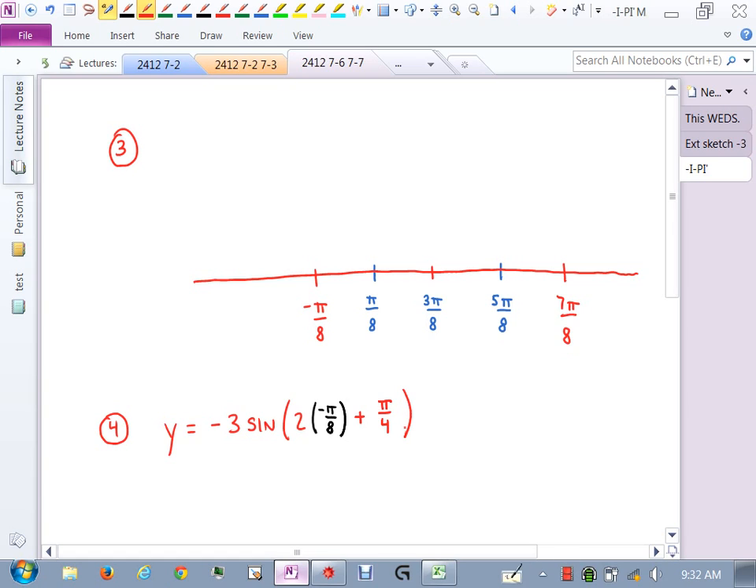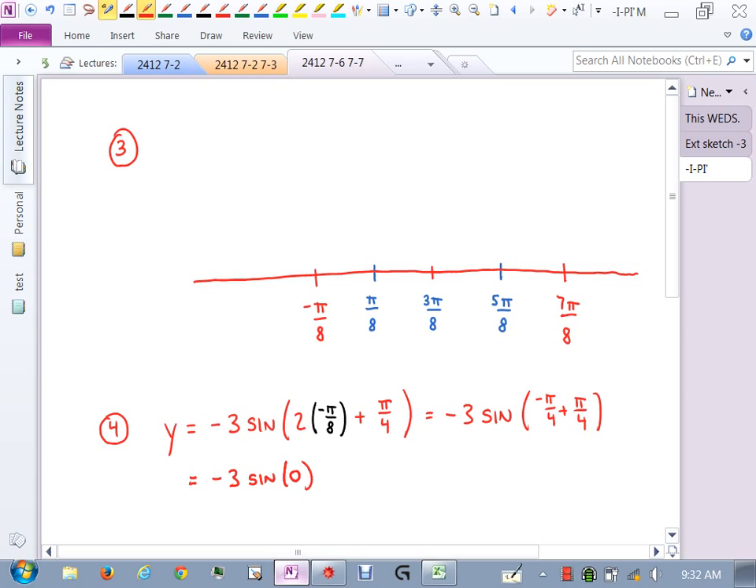So what is 2 times negative pi over 8? This is negative 2 pi over 8, which really becomes negative pi over 4. So that's negative pi over 4 plus pi over 4. What's negative pi over 4 plus pi over 4? 0, right? So we get negative 3 times sine of 0.